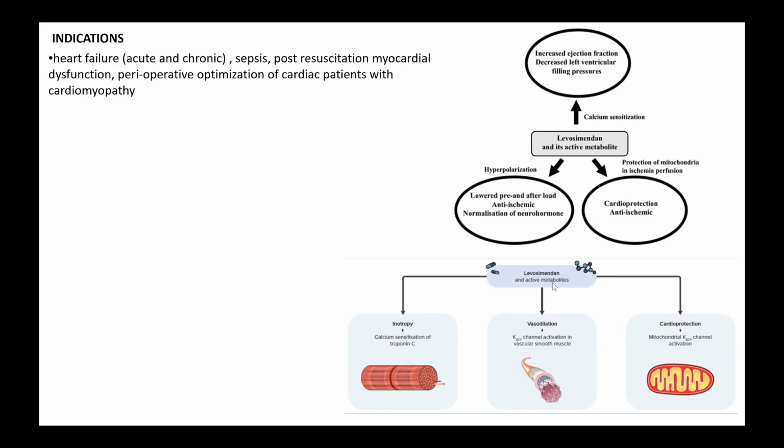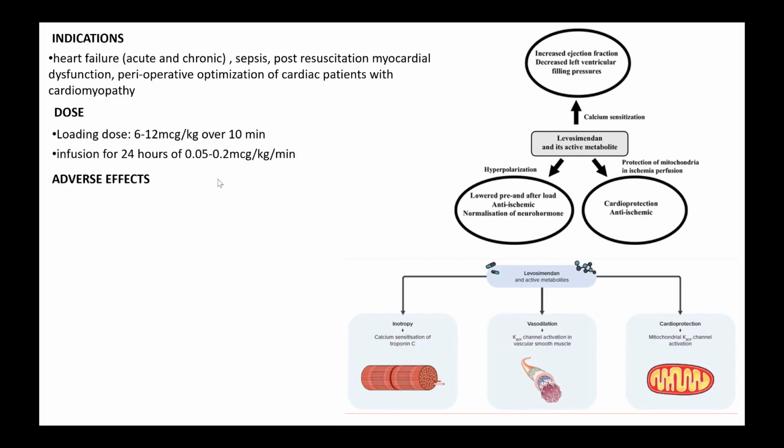And these are the active metabolites. Both the parent compound and the metabolite, which is given only a number now, are also active. So they can cause inotropy, vasodilation, and cardioprotection because of the protection of mitochondria in the cardiac cells. And the dose is a loading dose of 6 to 12 microgram per kg over 10 minutes. And to have a continuous effect, we have to use it as an infusion of 0.05 to 0.2 microgram per kg per minute.